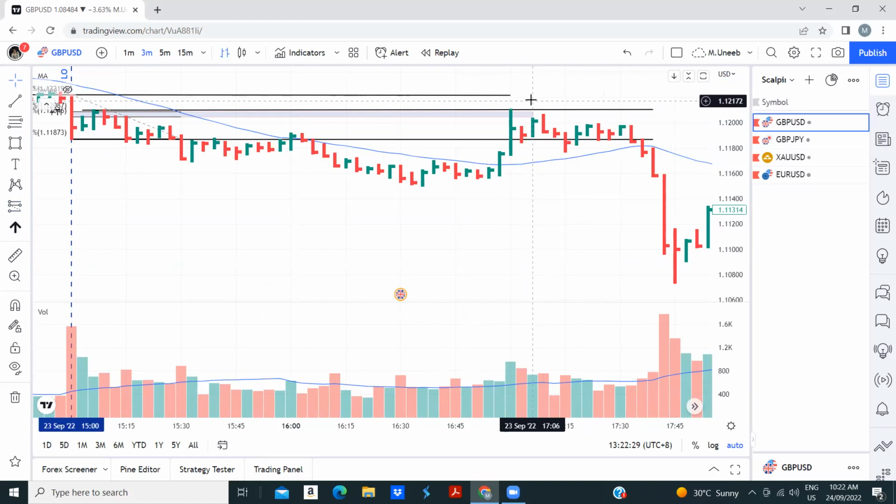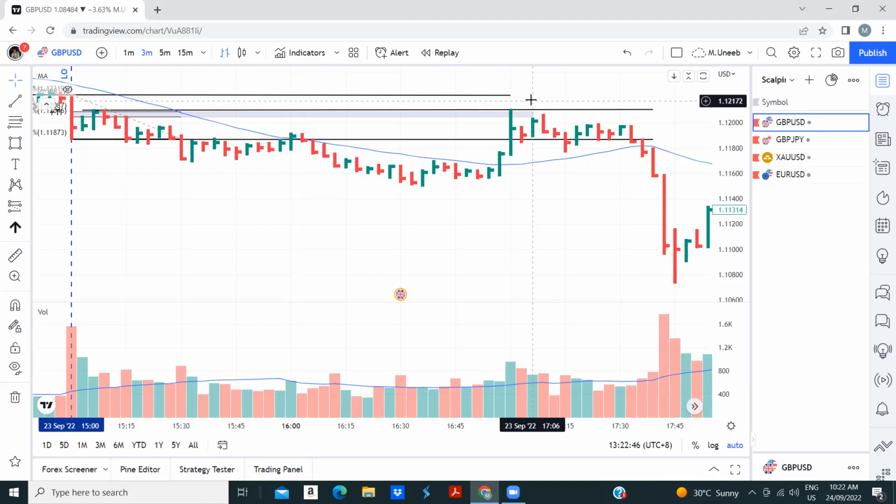Because in this technique, if you're not testing the reference line, then you need a confirmation. Let me repeat again: if you're not testing the reference line, and if you're using the Fibonacci tool, then you need a bearish confirmation. Got it?